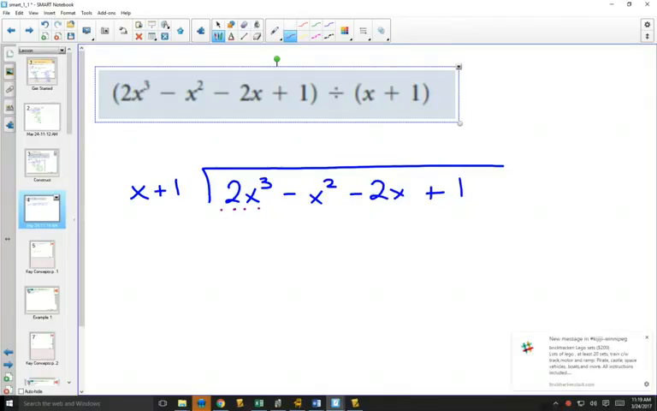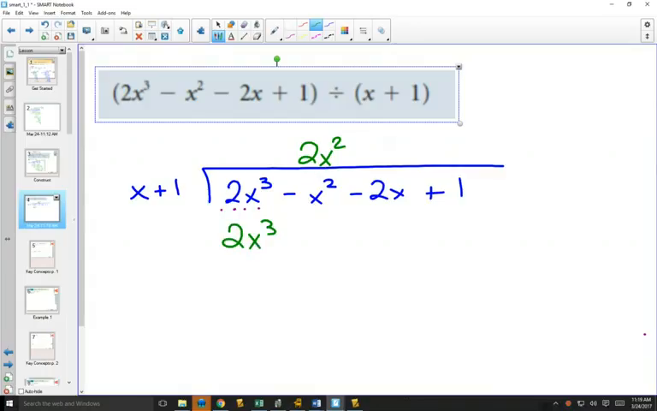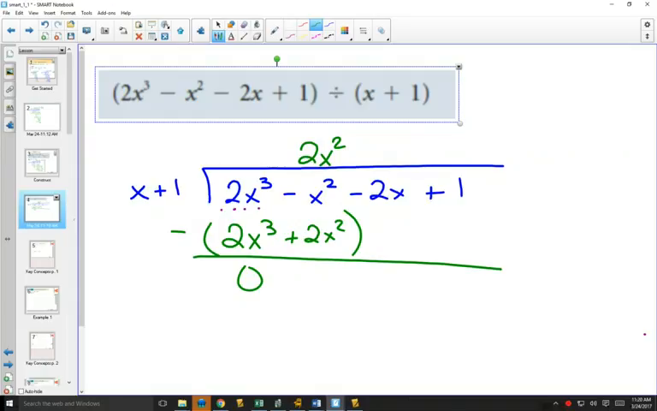2x cubed. Is there something that we could multiply by to get a 2x cubed? A 2x squared. So we'd write that above our x squared column. 2x squared times x plus 1 will be 2x cubed, perfect, plus 2x squared, and then we subtract. Well, this will be 0, which is what we wanted. A negative minus 2 will be minus 3x squared. And then these ones have nothing to subtract, so 1 minus 0 will be 1. You could put zeros in here and here, but for the most part, we'll just leave it blank.